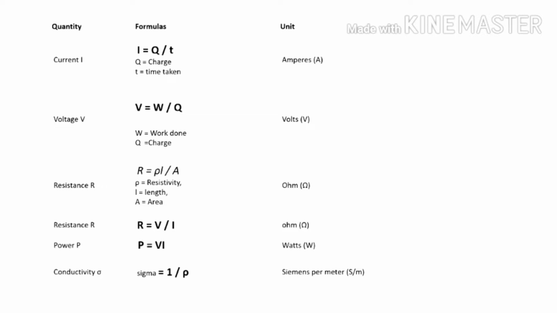What is electrical conductivity? Here is sigma. It is a fundamental property of a material that quantifies how strongly it conducts electric current. Or simply, you can say the conductivity sigma equals 1 by resistivity. The unit is Siemens per meter.